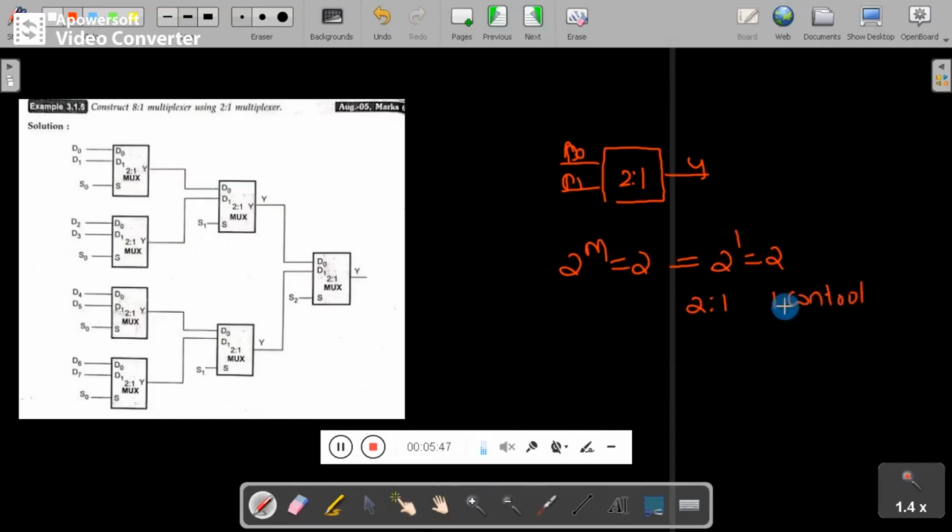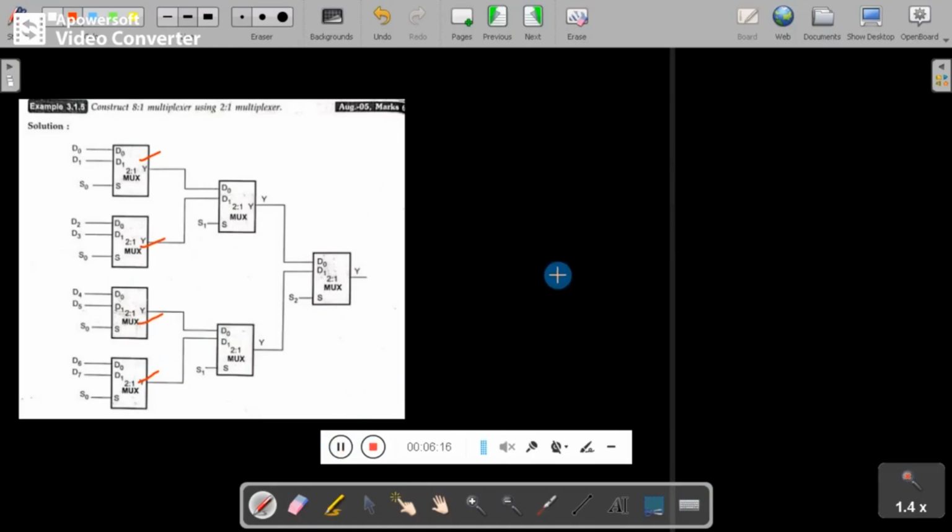By using 2:1 multiplexer, now you have to design 8:1 multiplexer. So now the question comes, how many 2:1 mux are required to form 8:1 mux? That means it needs 4 2:1 mux. So we need 4 2:1 mux to form 8:1 mux.